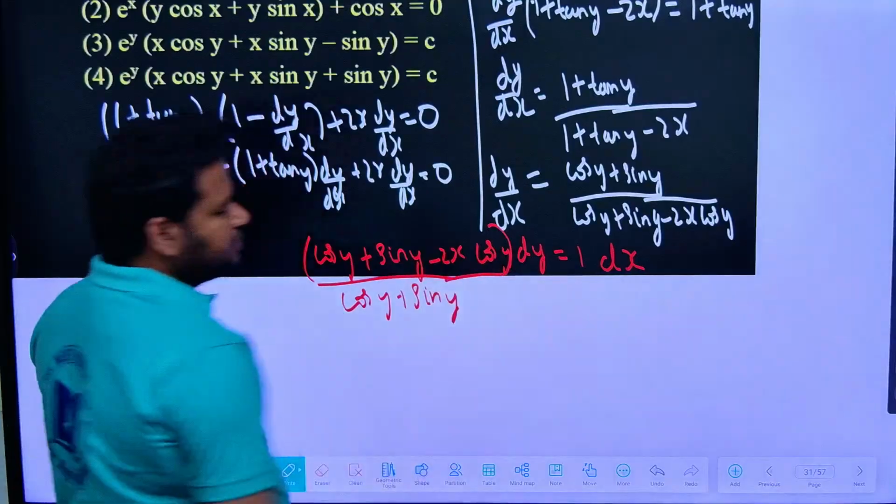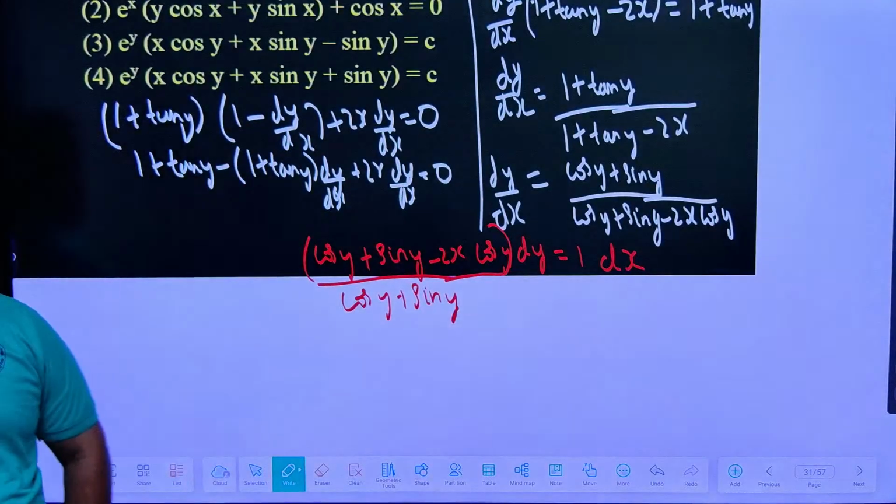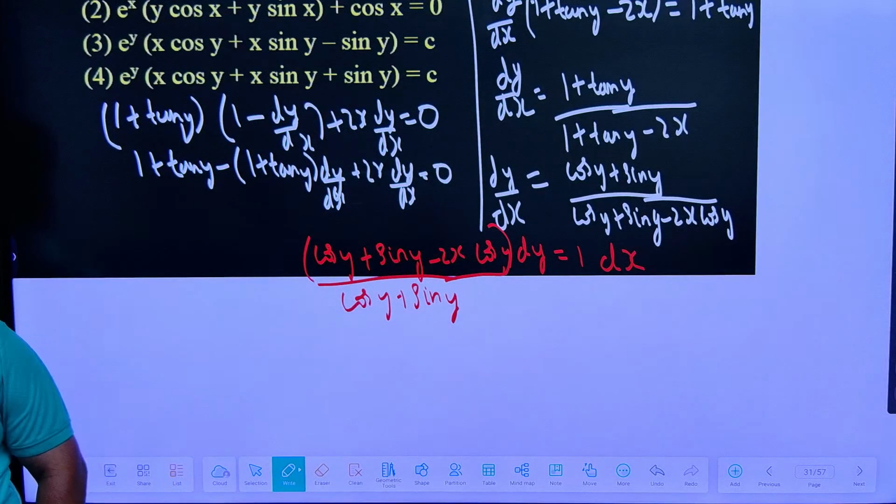Further, how can you do it? You think. Think how we can separate the variables. 2x is there.